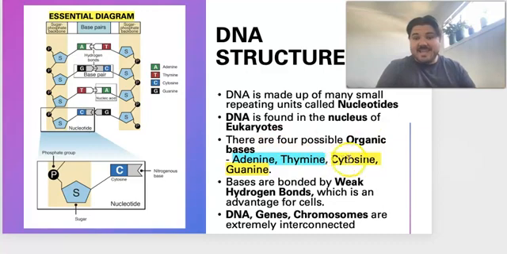Now, there are four possible nucleotides, and that's because there are four possible organic bases, right? Adenine, thymine, A and T, and then cytosine and guanine, C and G, right? So within a nucleotide, the base that's attached is completely at random. So it could be a C, T, G, or an A, right? Adenine, thymine, cytosine, and guanine, okay?